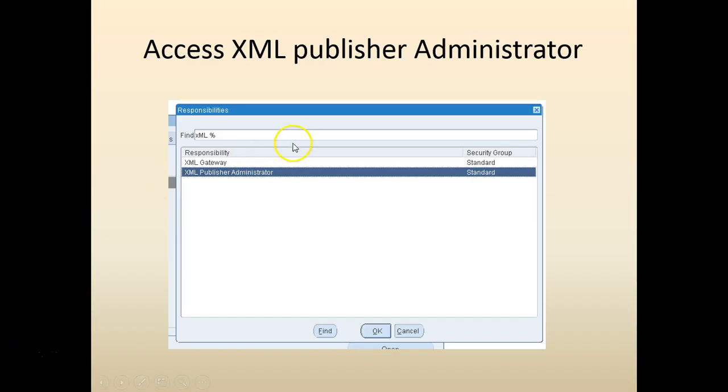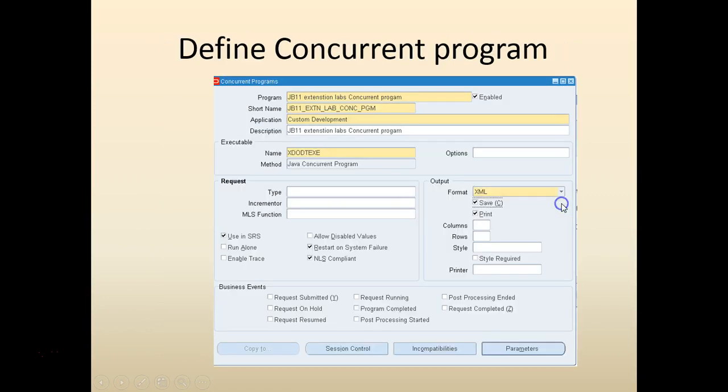For the first step, make sure you have the XML Publisher Administrator responsibility. Let's start with defining the concurrent program. If you look at the Excel file, you would see that I have defined the steps for registering the concurrent program. We're going to use the XDOTEXE as an executable. I've given the short name, the program name and the application. Make sure you select the application which is available for you. You select the output format as XML.